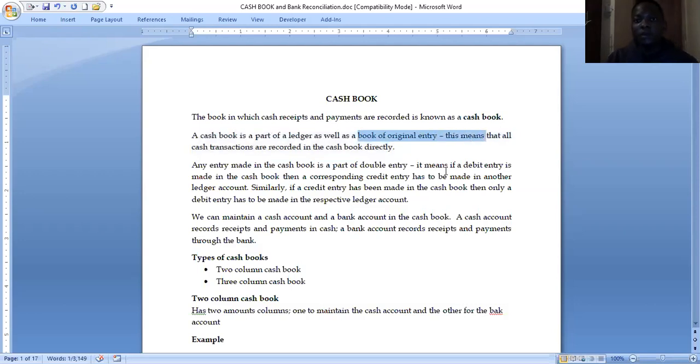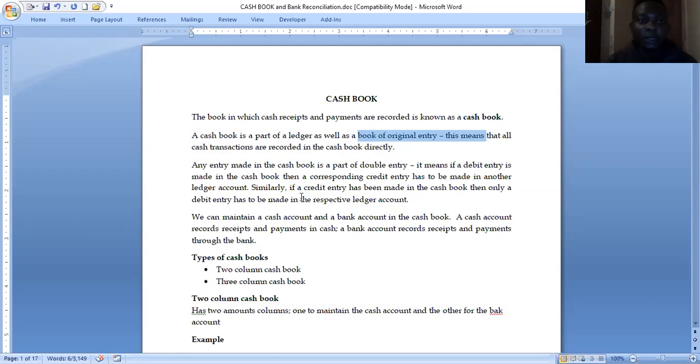I'll give you an assignment to read on books of original entries. A book of original entry is a book where the transactions are initially recorded. So whenever a transaction takes place, it is first recorded in the books of original entry. A good example of a book of original entry is the journal. Then from the books of original entry, we post into the ledger where the cash book is a part of.